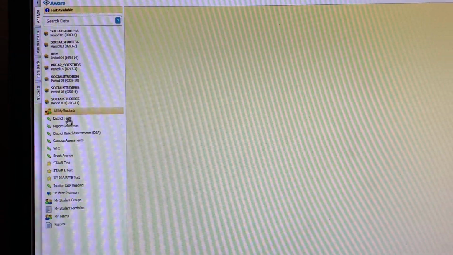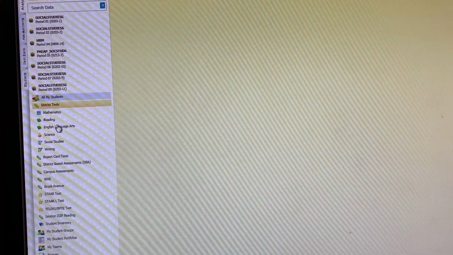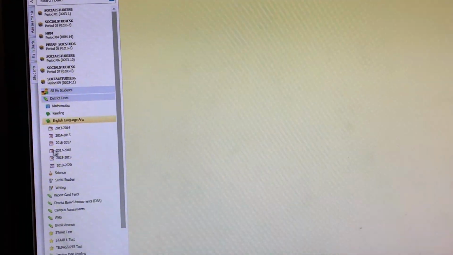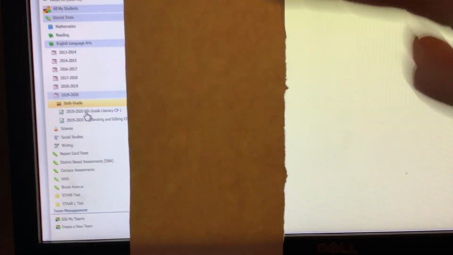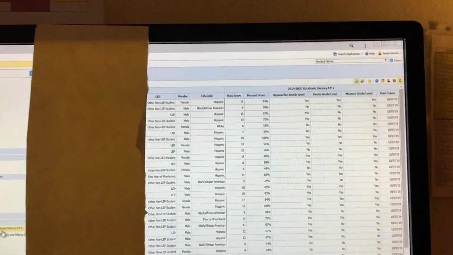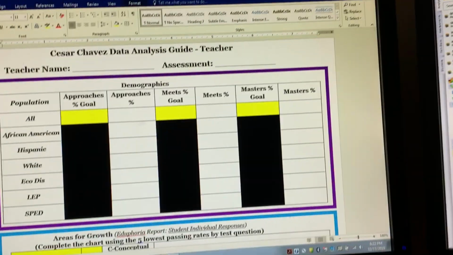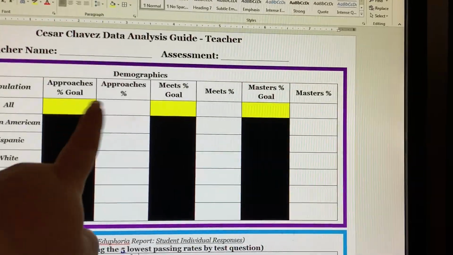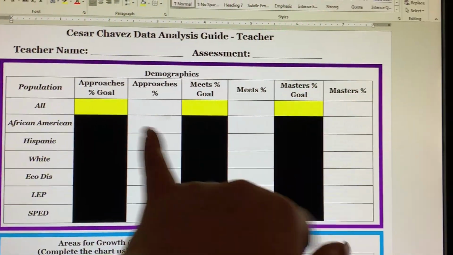So in Aware, you're going to go to all my students. Okay, district test. In this case, I'm going to click on English Language Arts. You would click on your assessment, 1920, 6th grade. And then put this down so y'all can't see the students' names. I'm going to click on the assessment that I'm looking at. And so it's going to give me a list of all my students' names and their scores. But what I'm needing is my overall percentages for all African American, Hispanic, white, for meets, masters, and approaches.